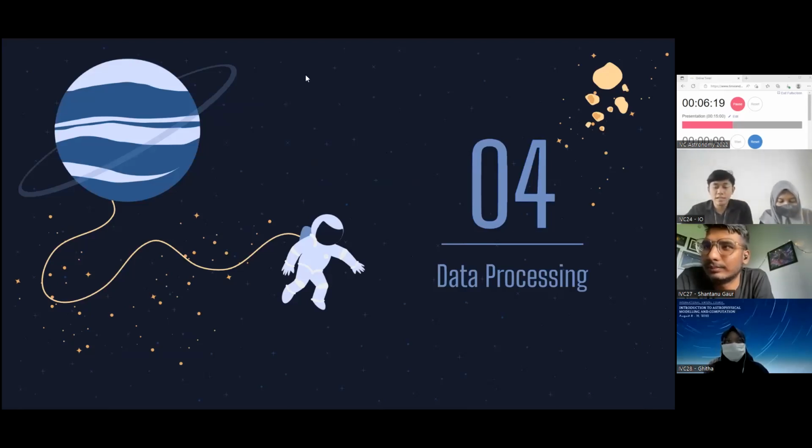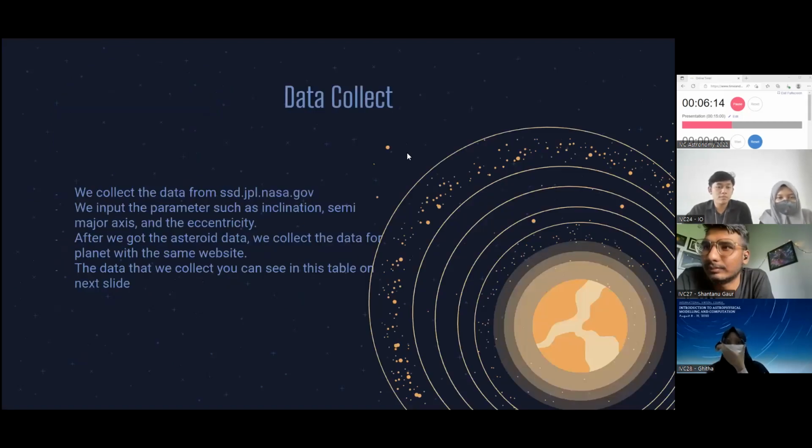Okay, the next one is the data processing. First of all, we collect the data from the website ssd.jpl.nasa.gov. On that website, we can collect the data for the asteroids, but we have to input the parameters first, like inclination, semi-major axis, and eccentricity. Next, we use the same website, but differently, to collect the data for the planets, with the same Julian date.